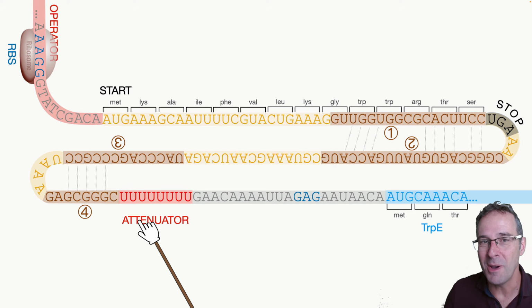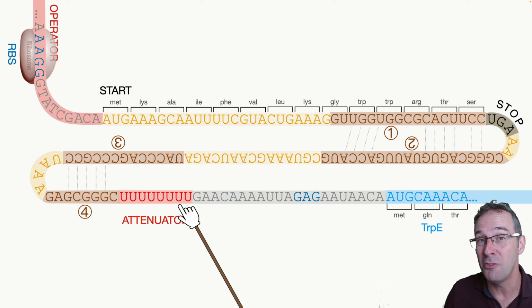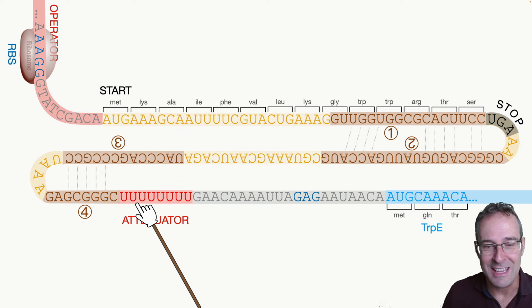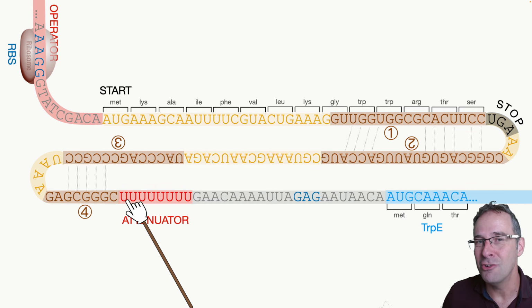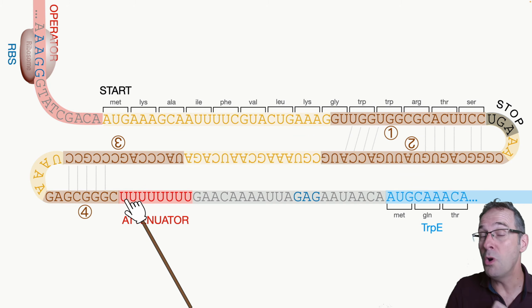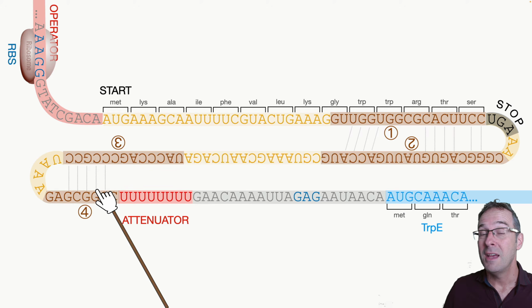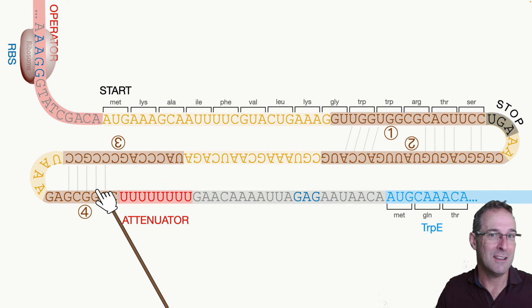But notice the attenuator is full of uracil. The messenger RNA attenuator is full of uracil, which is complementary to adenine. The thing to know about adenine and uracil is that they only form two hydrogen bonds between them, whereas guanine and cytosine, like this pair here, form three hydrogen bonds between them. That makes it a stronger bond. If you've only got two hydrogen bonds, it's a weaker bond. They're held together less strongly than if there are three hydrogen bonds. Cytosine and guanine stick together hard.